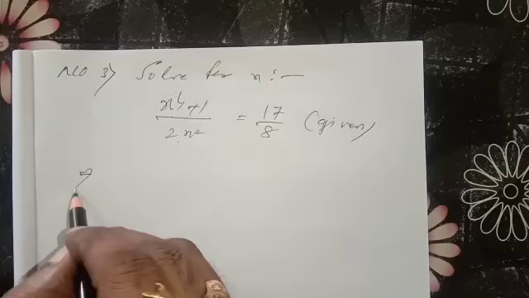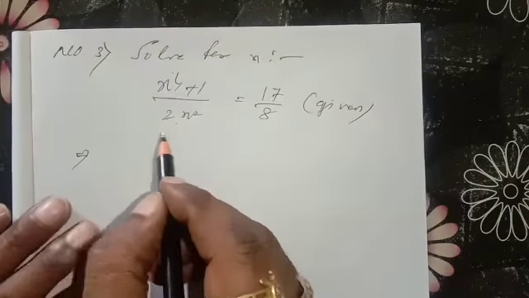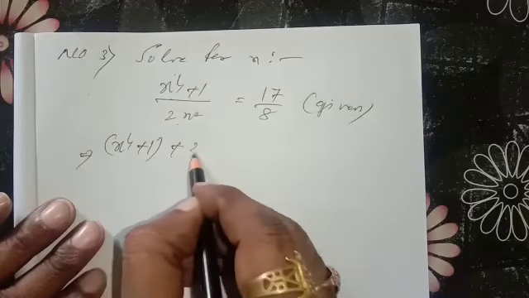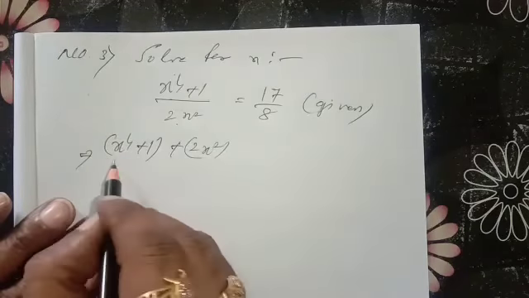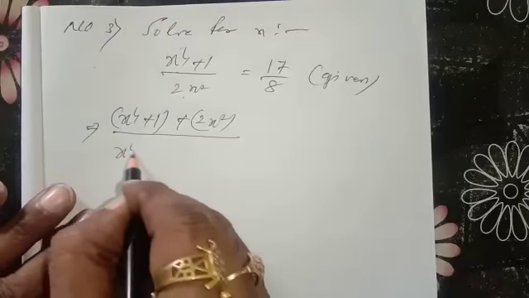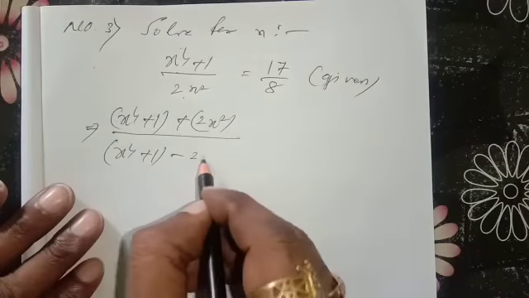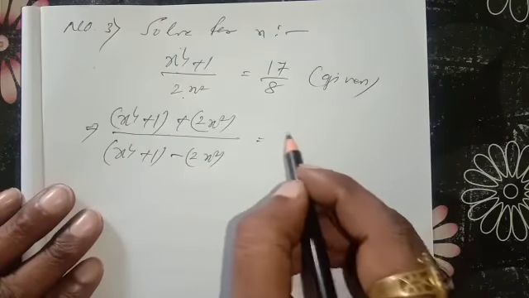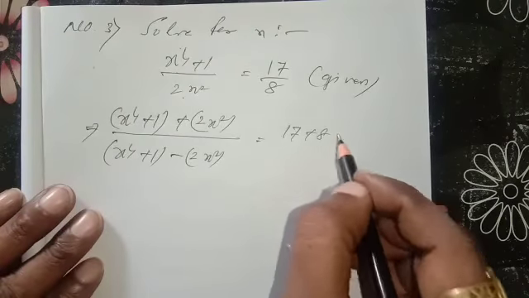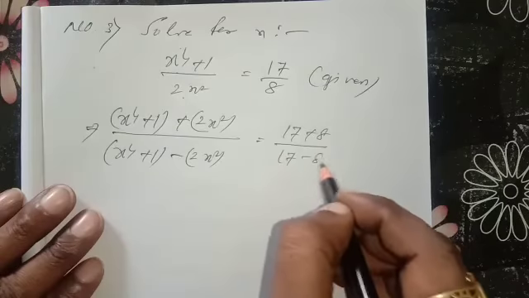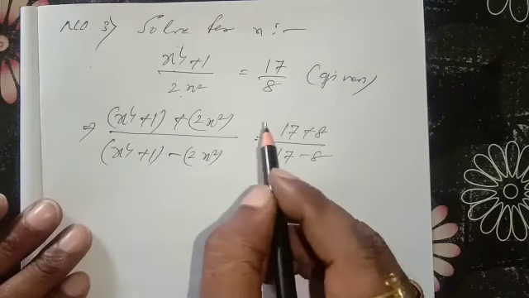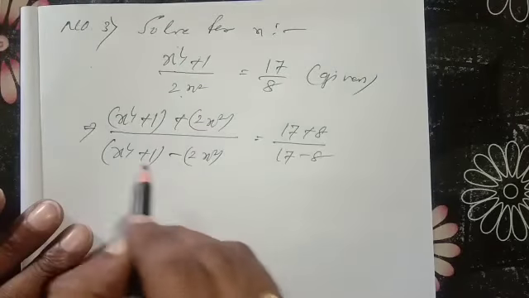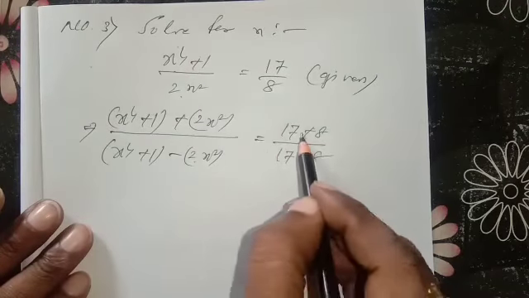That means here also you can apply componendo and dividendo. What is that? x to the power 4 plus 1 plus 2x square, that means a plus b by a minus b. What is that? x to the power 4 plus 1 minus 2x square. a plus b by a minus b is equal to c plus d, means here c means 17, 17 plus 8 by 17 minus 8. Okay. Using componendo and dividendo means if it is given a by b is equal to c by d, then a plus b by a minus b is equal to c plus d by c minus d.